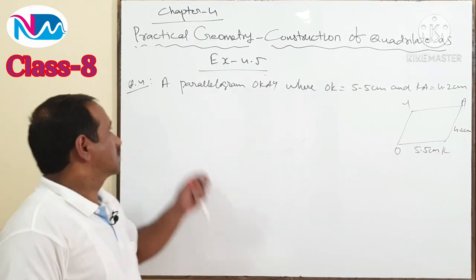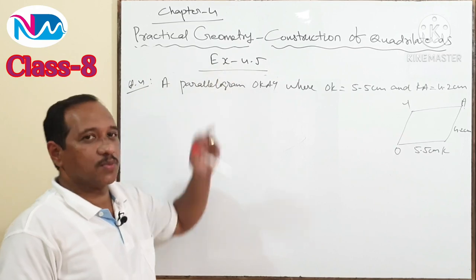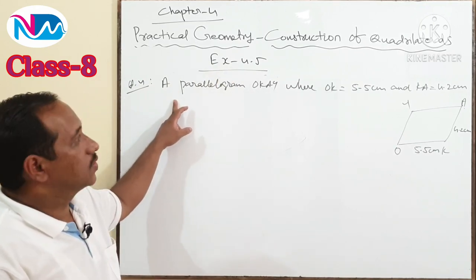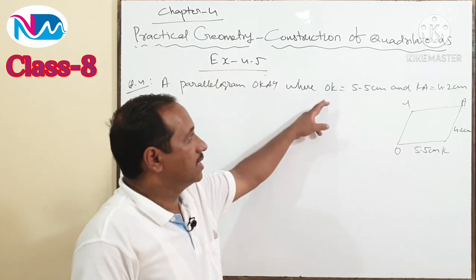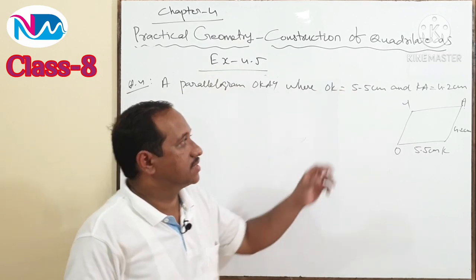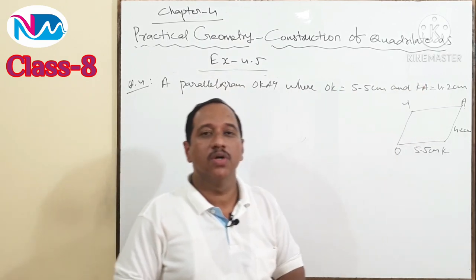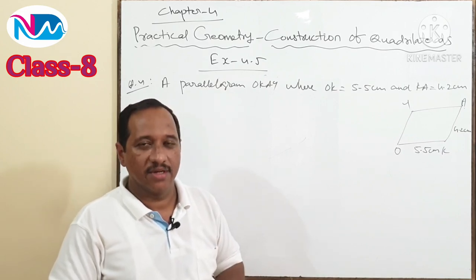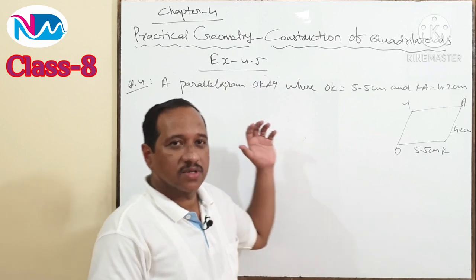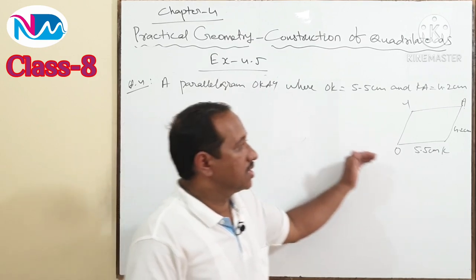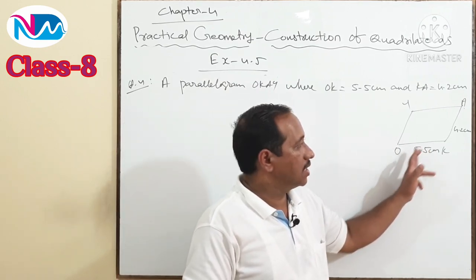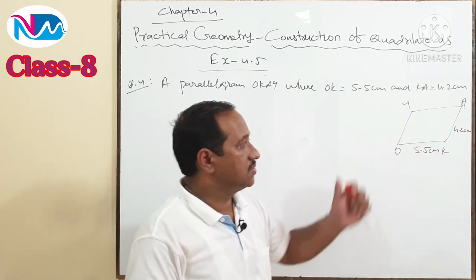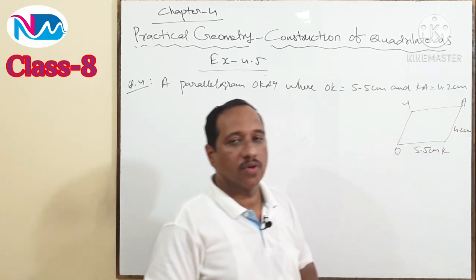The next question is question number 4 from exercise 4.5 itself. The question is, construct a parallelogram OKAY where OK is equal to 5.5 cm and KA is equal to 4.2 cm. Is it unique? My dear students, based on the measurements given, I draw a rough figure, parallelogram OKAY, in which OK is equal to 5.5 and KA is equal to 4.2.